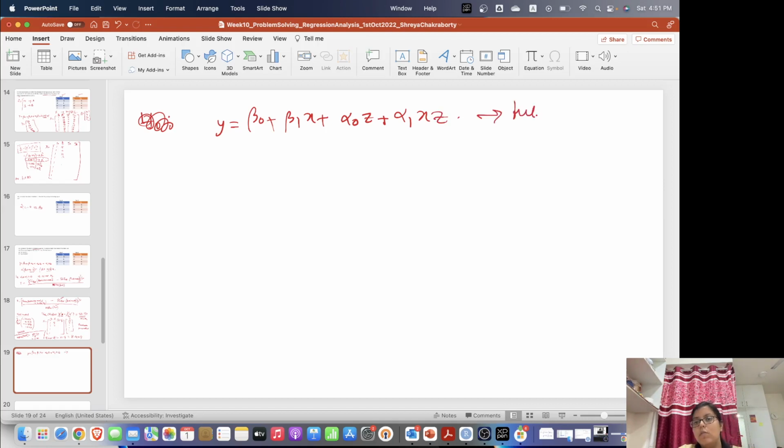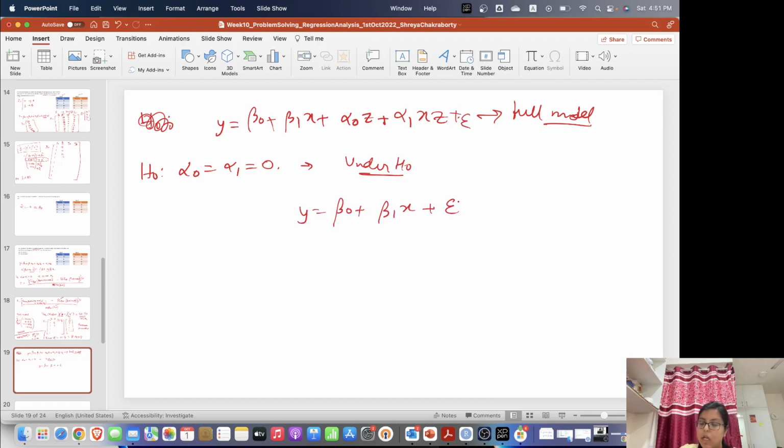So this was the full model for which we had derived the sum of squares due to residuals and the mean square. Now H naught was what? H naught: alpha naught equal to alpha 1 equal to 0. So under H naught, the model then becomes y equal to beta naught plus beta 1 x plus epsilon.